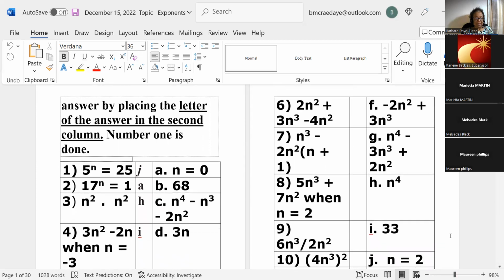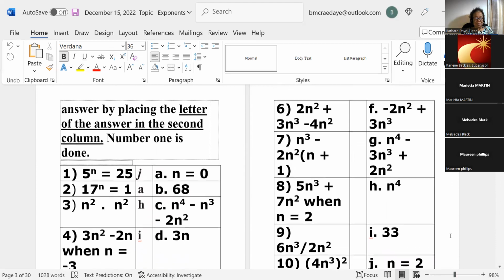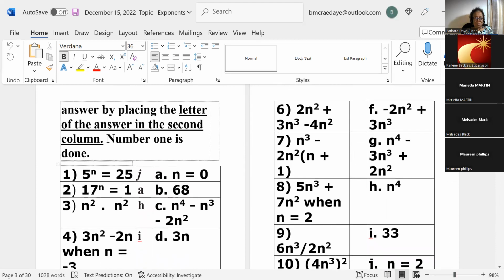I still have not seen the answer sheet, the answers. Okay, now I'm seeing it. You see them now? You see F, G, H, I, D. Yes, I think that is letter F.